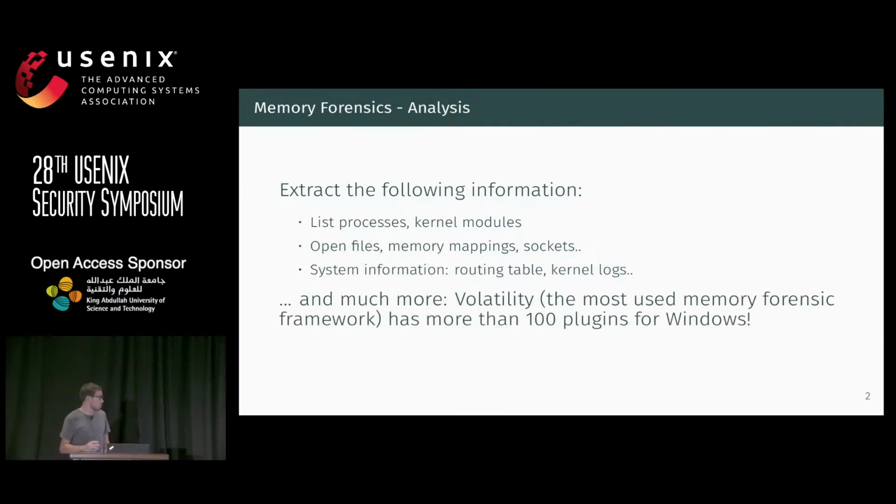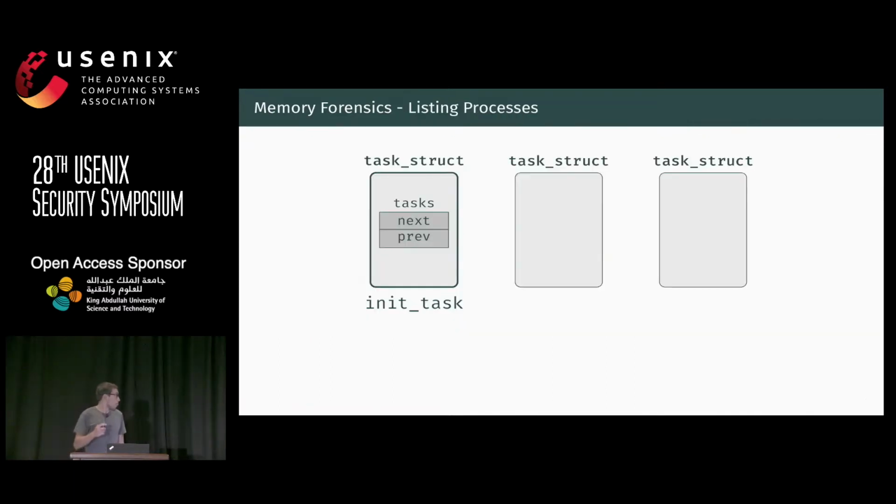Just to give you a bit more context, Volatility, which is one of the most used frameworks for memory forensics out there, nowadays counts more than 100 plugins only for Windows. Plus, there is also a bunch of other plugins which are developed by the community, which is very active. But let's take a closer look at how these plugins work.